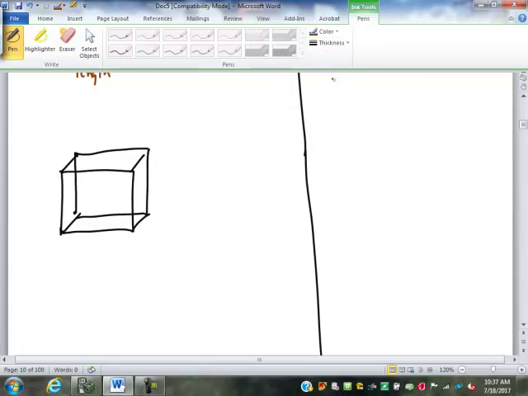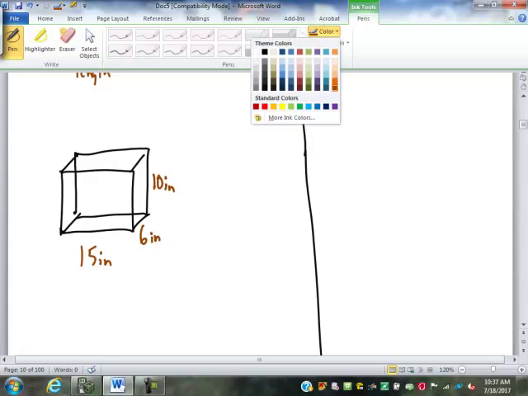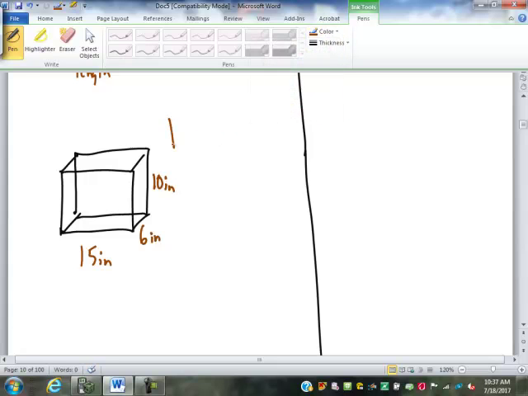This box is going to be 15 inches by 6 inches by 10 inches. Now our volume is defined to be the area of a base times a height. Now before I just said an area times a height, we want area of a base.